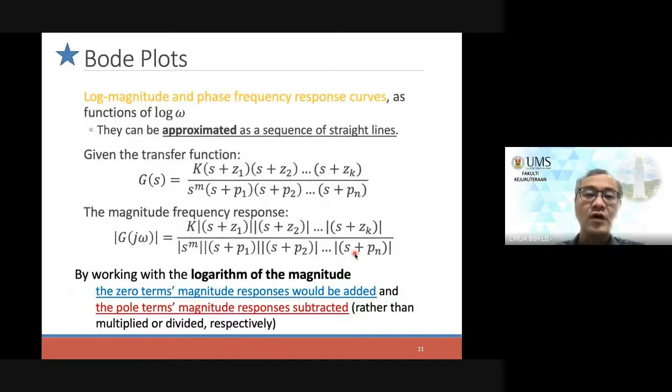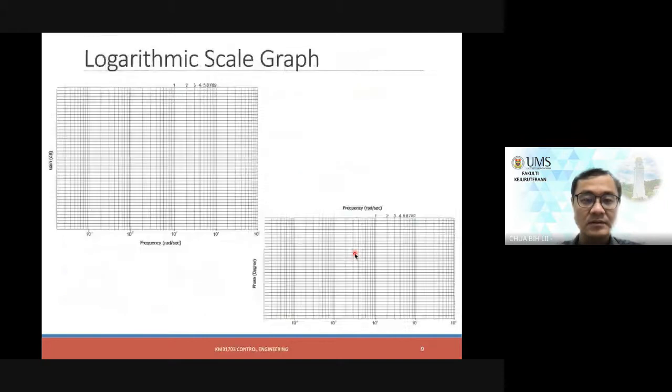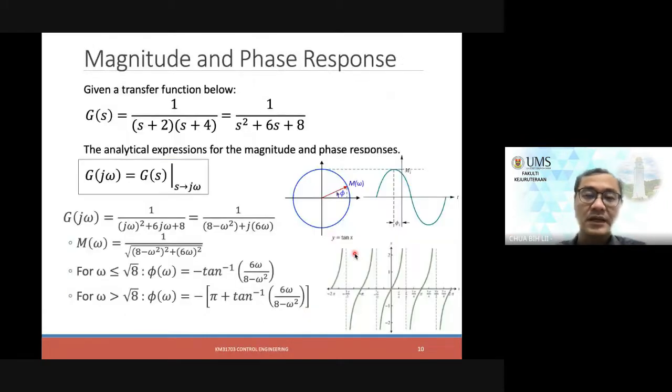That will form what we call a Bode plot. So our objective of today is the ability to draw a Bode plot. That Bode plot basically consists of these two things: a magnitude and the phase response.